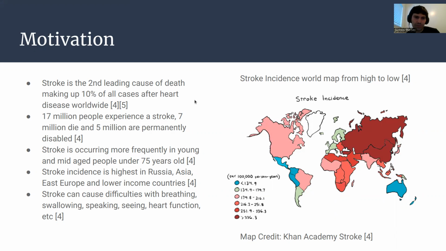There are 17 million people experiencing stroke. 7 million die and 5 million are permanently disabled. So those are the estimates. To note, stroke is the second leading cause of death, making up 10% of all cases after heart disease worldwide. Another finding is strokes occurring more often in young and middle-aged people under 75 years old.